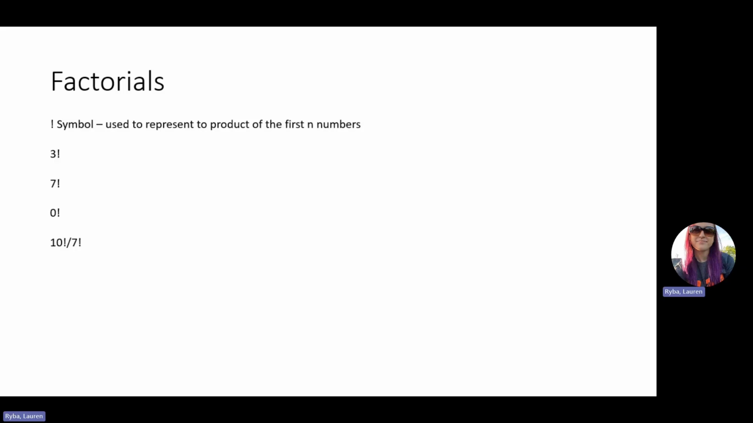You always start at the number you have and you work your way all the way back to 1. So if we wanted to find 3 factorial, that is saying to take 3 times 2 times 1. Again, it's the product of the first however many numbers. If it's 3, the first 3 numbers are 1, 2, and 3. If I multiply that out, 3 factorial is 6.